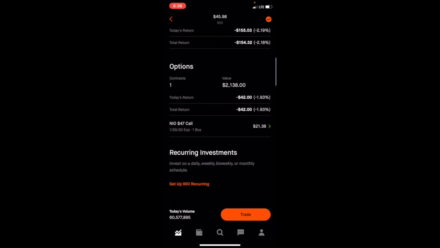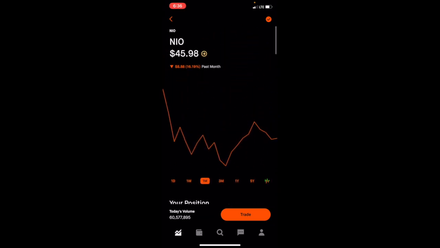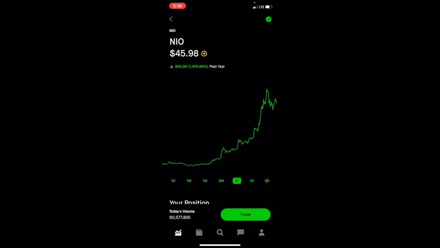And I'm super bullish on NIO for the long term. I wouldn't suspect that this stock would be $100 next year or even the year after that. Don't expect another 2,000% or 1,000% growth in one year. That's not realistic, in my opinion.